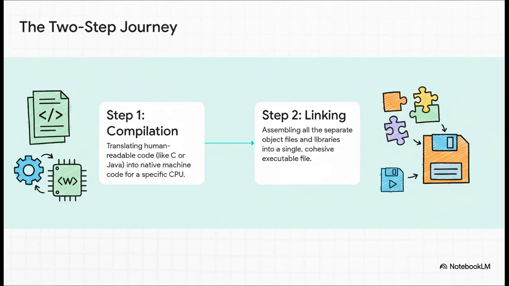First step is compilation. This is where a cool program called a compiler takes the code that humans write, in languages like C or Java, and translates it into the raw ones and zeros, the machine code that the processor actually gets. But that's not the end of the story. The second step is linking. This is where all those different translated bits and pieces get assembled into one single, complete, runnable file.